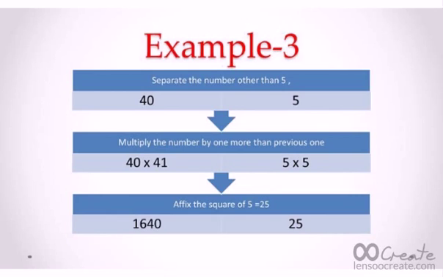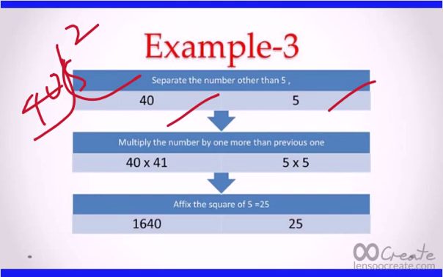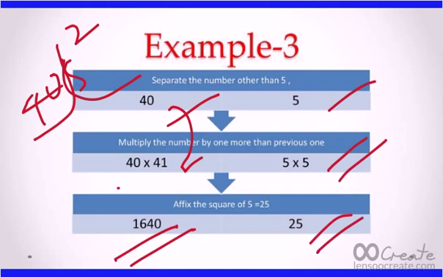Example 3. 405 square. Separate the numbers, that is 40 and 5, which we have done here. One more than 40 is 41. 40 into 41 is 1640. 5 square is 25. Therefore 405 square is 164025. Hope you got it.